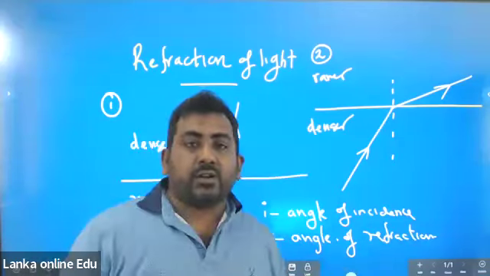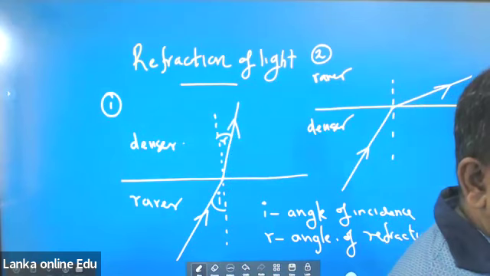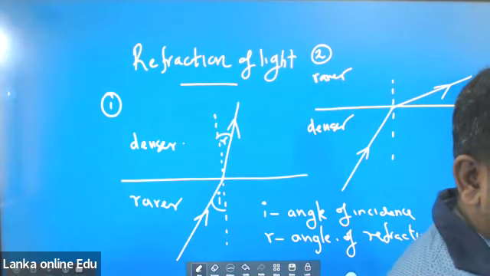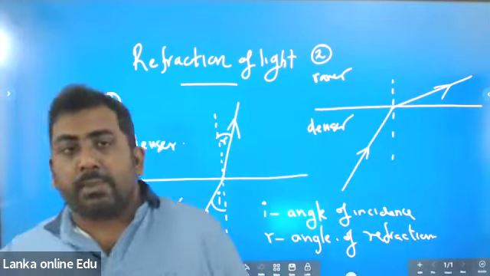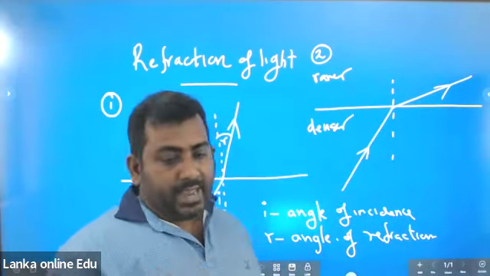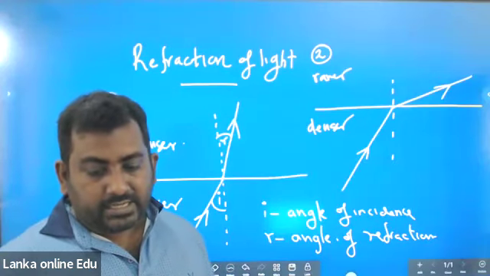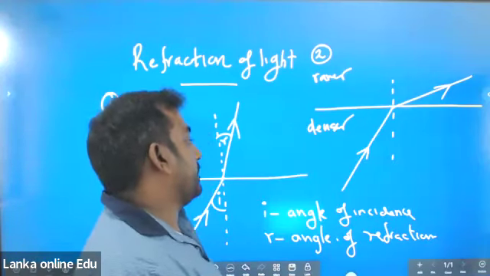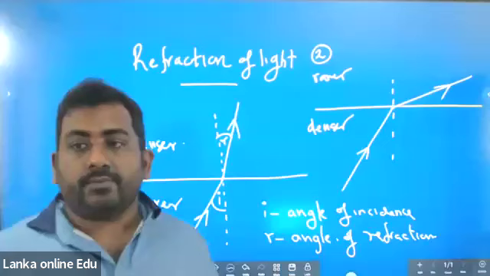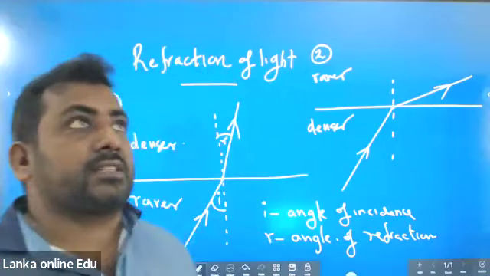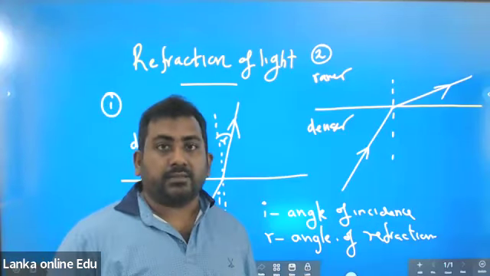When light travels from one medium to another medium, there is a change in the path. And this is known as refraction.